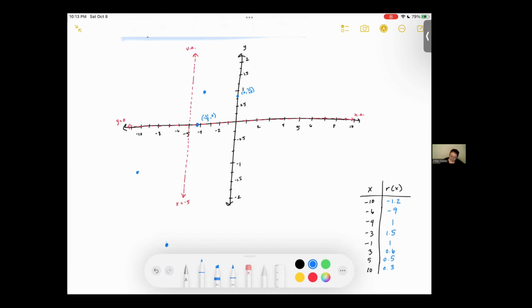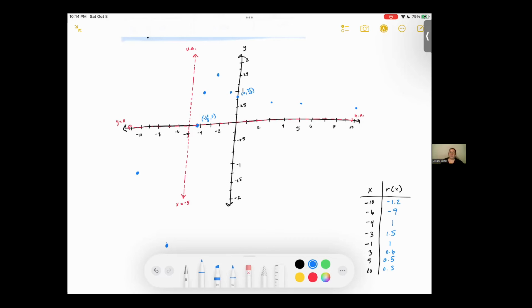Then we have -3 is going to be 1.5. So even up here. And then -1 and 1. Right about there. Then we have 3 and 0.6, 5, 0.5, 10, 0.3. All right, so we've got some extra points here.